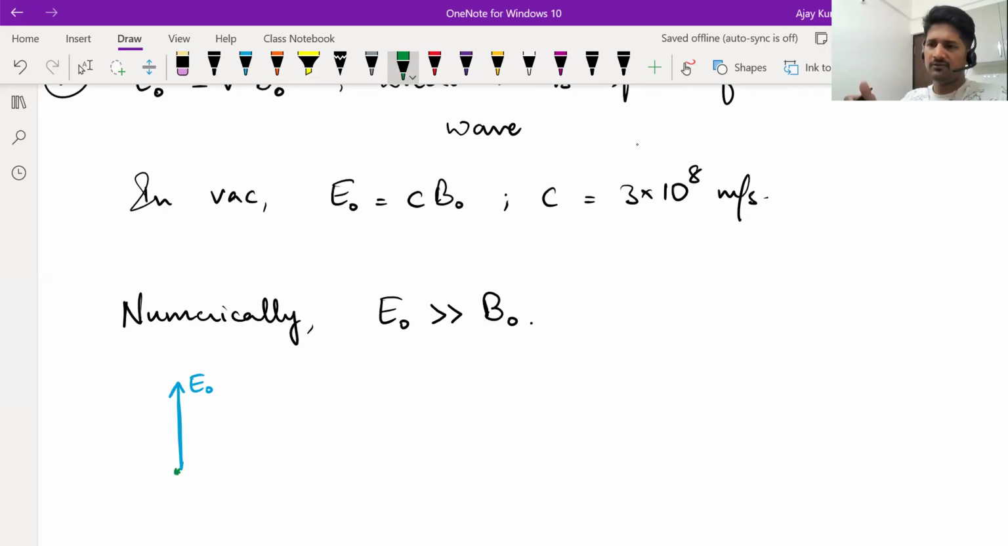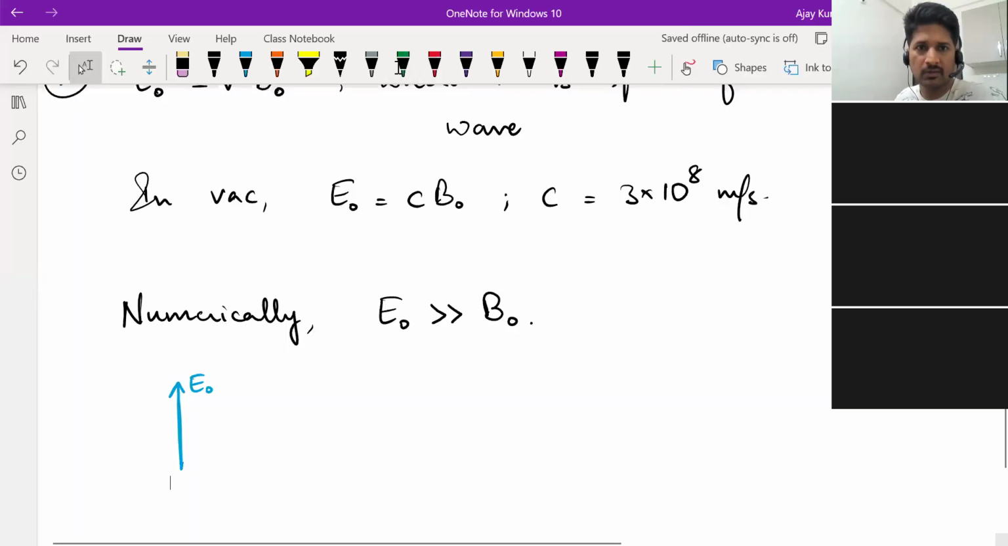Now for electric field, a moment. Are you all able to see my screen? Yes, sir.